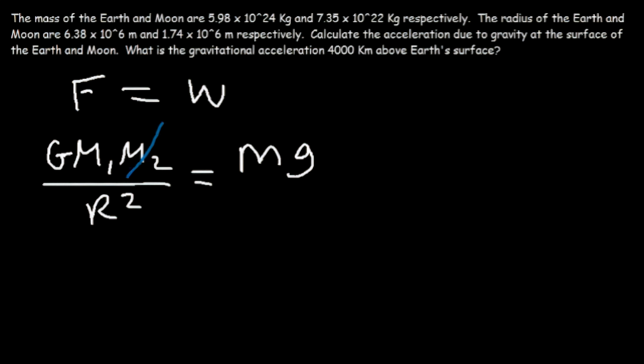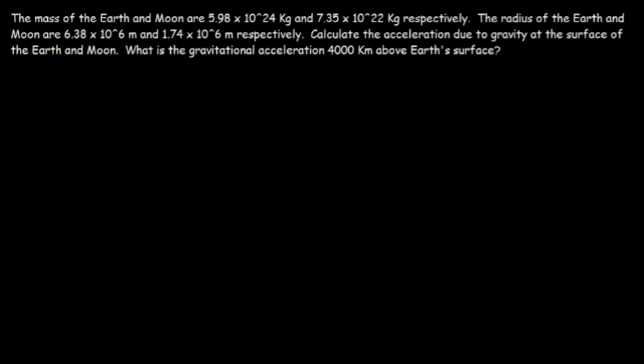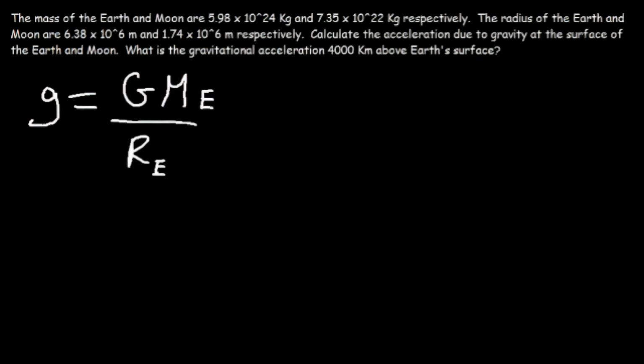So if you cancel one of the masses, in this case the mass of the person, you can get the gravitational acceleration of the planet. So it's g times the mass of the planet divided by r squared. This is the equation you want to use. So the gravitational acceleration of the Earth, which we know to be 9.8, we can calculate it using this equation. So it's g times the mass of the Earth divided by the radius of the Earth squared.